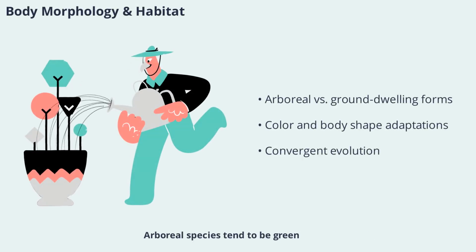Arboreal species tend to be green, with long limbs and vertically flattened bodies for climbing. Ground-dwelling species are often brown, with short, stocky legs and horizontally flattened bodies. These morphological differences are examples of convergent evolution, where unrelated species develop similar traits in response to similar environmental pressure.